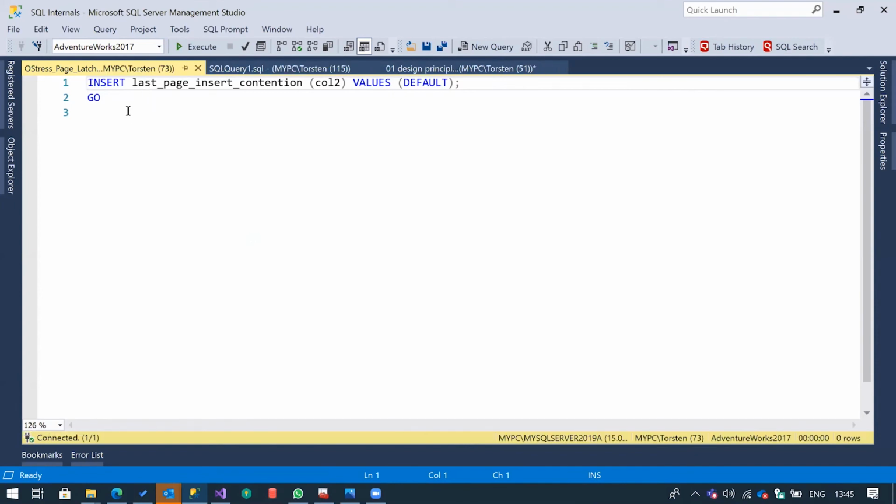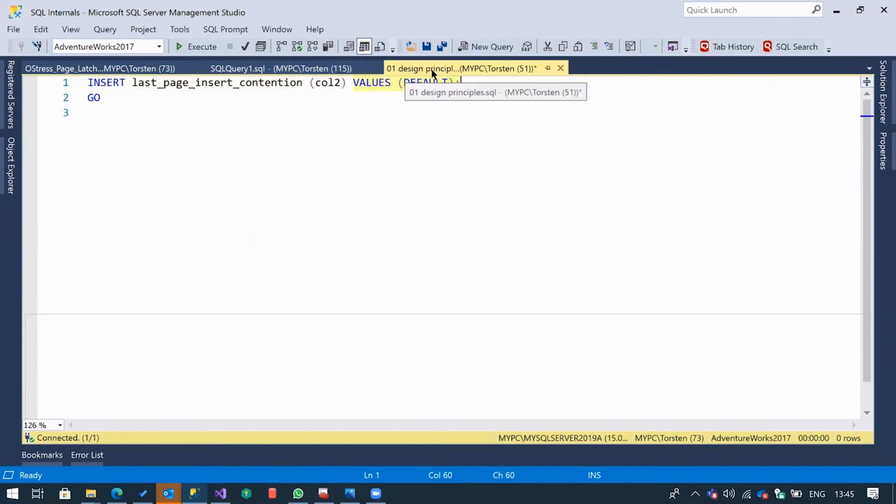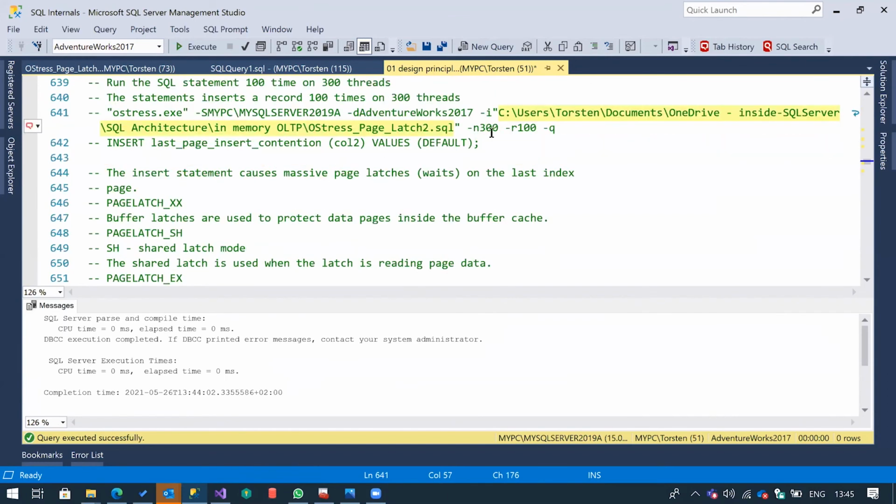So insert into the table last page insert contention. That is a table which I created, and just use the default values. That means an ever increasing key, and we will end up with a filler of, I think, 500, 400, whatever bytes per row. So let me do this.